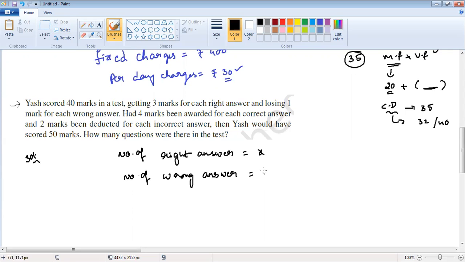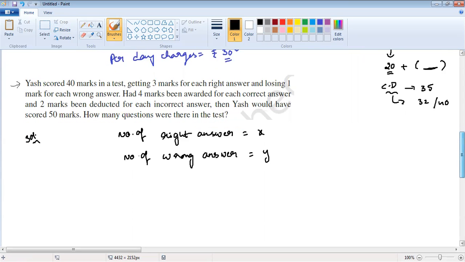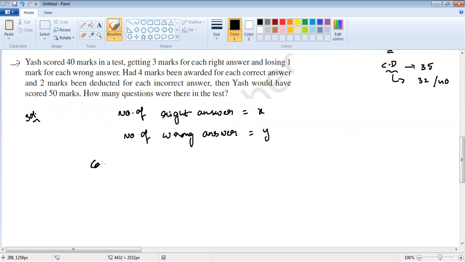Then we have to go for case 1. Case 1: getting 3 marks for each right answer and losing 1 mark for each wrong answer, he got 40 marks. So 3x minus y is equal to 40.